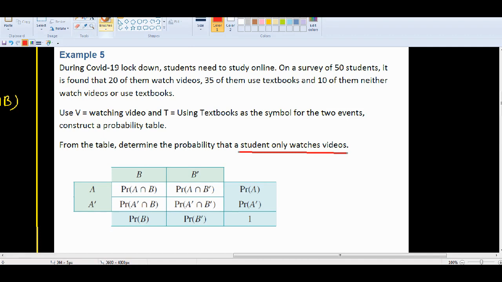Okay, the event "student only watch videos." So what kind of probability is that? Only watch videos means not just videos, but videos intersect not textbook. Because he only watches video, you can't say P(V), because some students watch video and use textbook. So the only way to say it is the probability of V and not T.